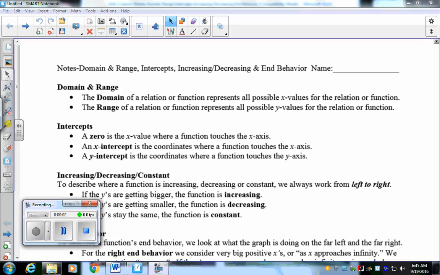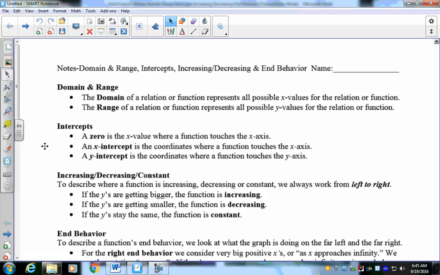This is Unit 2, Lesson 3, the notes for domain and range, intercepts, increasing, decreasing, and behavior. Pretty much we're going to take a look at all the characteristics of graphs. This is something that you will continue to see throughout the year, not just in this unit, but as we begin to explore new functions, we'll need to be able to identify these key characteristics.